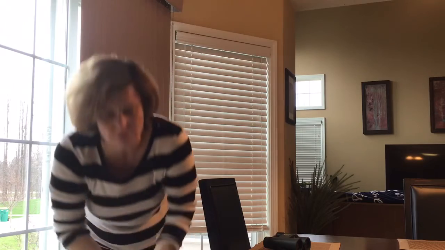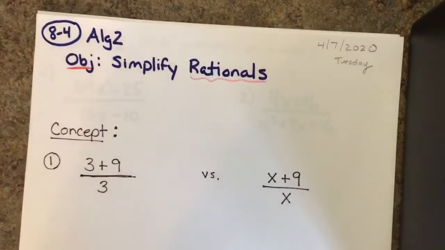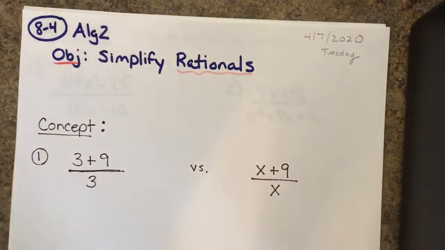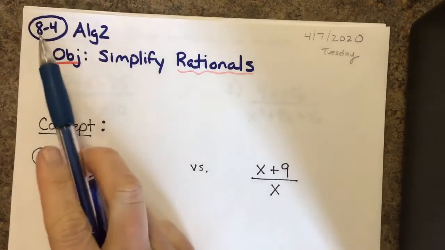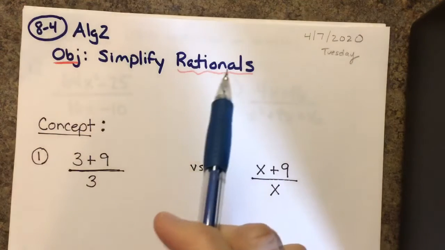Welcome to Algebra 2. We're going to start a new chapter today. Very exciting. Maybe. This is Algebra 2 with Mrs. Cran's second week of online schooling. Ooh, exciting. We're going to start Chapter 8. We are not going to by any means do all of Chapter 8. We're going to do half of it. We're going to simplify rationals.